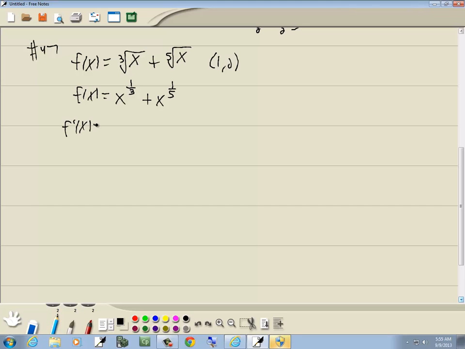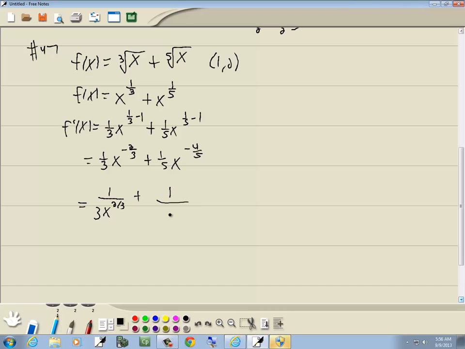First step, we need to find our derivative. So take a power, put it out in front, lower it by 1. Take your power, put it out in front, lower it by 1. That gives us 1/3 x to the negative 2/3 plus 1/5 x to the negative 4/5. We don't want any negative exponents, so we're going to take those back down to the denominator. So I got 1 over 3x to the positive 2/3. And on this one, I'll have 1 over 5x to the 4/5.